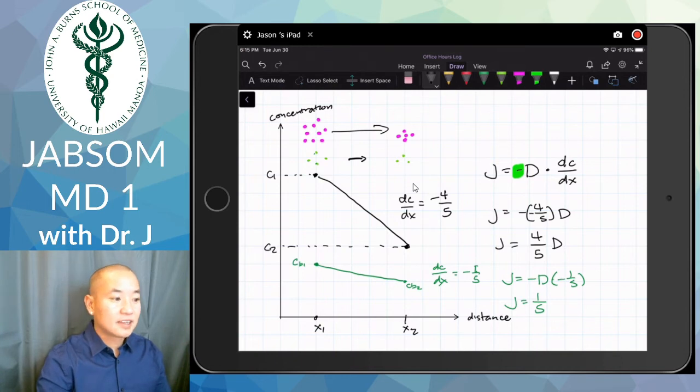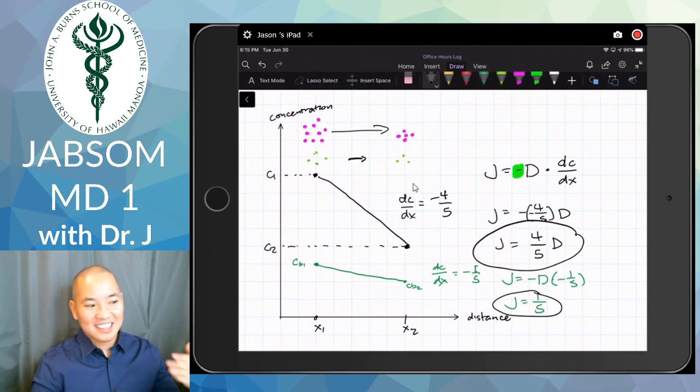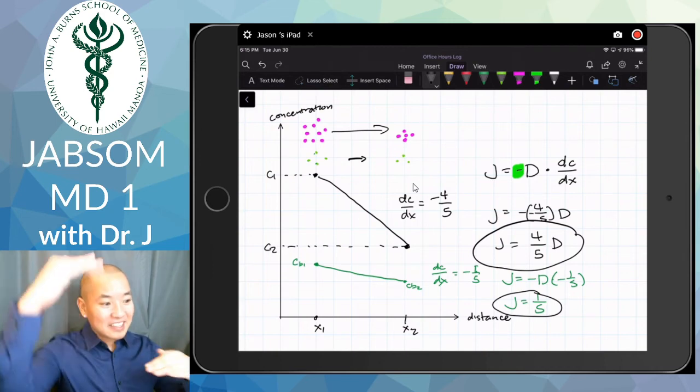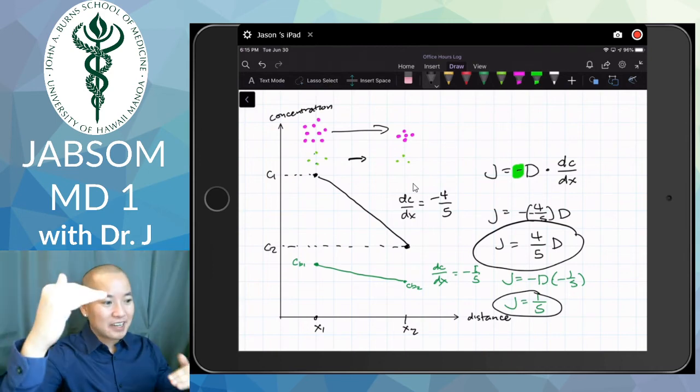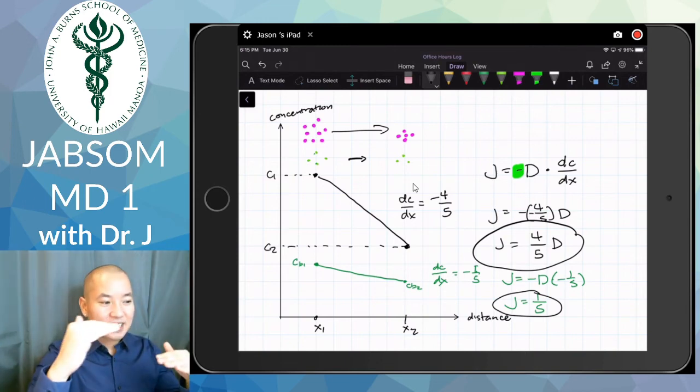But since the concentration difference isn't as big, since that slope isn't as big, that means this overall rate isn't as large as that solute that had a big difference in concentration. So how do we translate that into regular speak? Big difference in concentration, big rate of diffusion flux. Small difference in concentration, you still get diffusion flux from point A to point B, but it's at a lower rate because of a lower concentration difference.